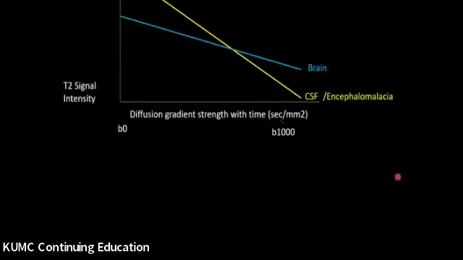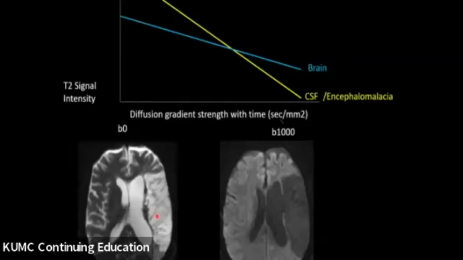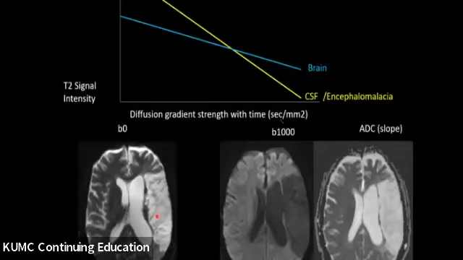For completeness, we have a chronic infarct. It looks like that just on the B0 because it's a T2 image. It's got ex vacuo dilatation, and it's following CSF entirely because it's liquefied. Of course, that's going to lose all of its signal and be black on the DWI, and follow CSF entirely on the ADC, just as expected.